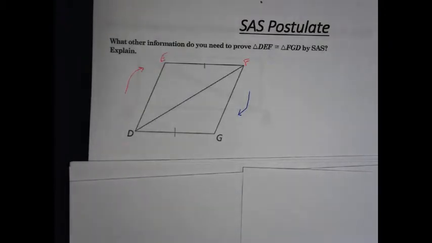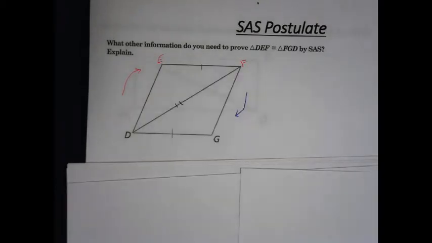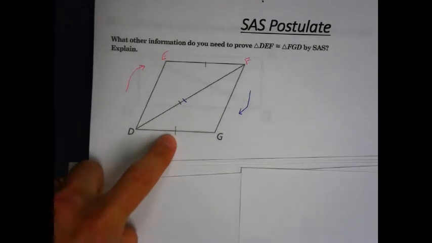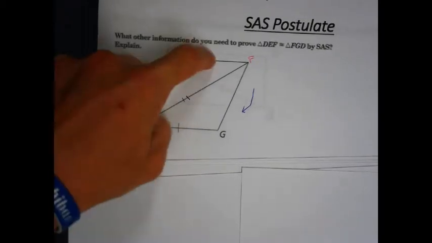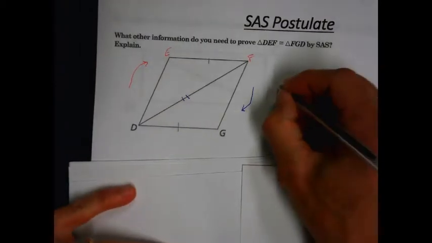Well, the first piece of information, hopefully you can tell, is that segment DF is congruent to itself, right? That's a helpful thing. Segment DF is congruent to itself. So now we have this side, and then we have this side, and these two are corresponding. So let's draw that picture out. Let's see what would happen.